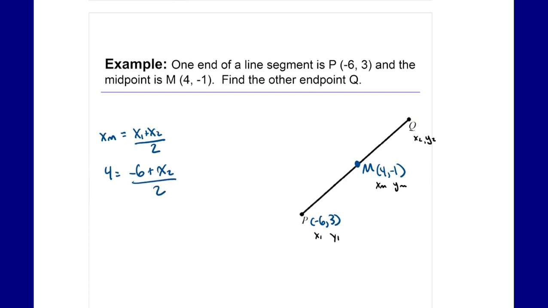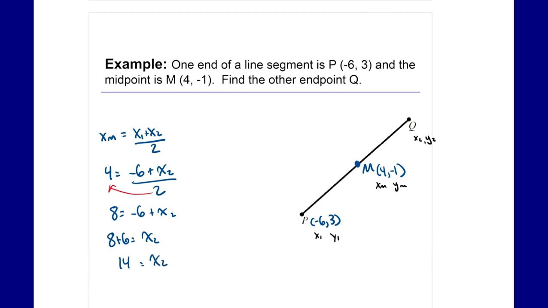Now I have a formula where I can actually calculate my unknown value. I'm going to bring the 2 up, and it's going to multiply. So I get 8 is equal to -6 plus x2, not x squared. I'm going to move the 6 over, it becomes +6. So 8 plus 6 is equal to x2. And then I get 14 is equal to x2.